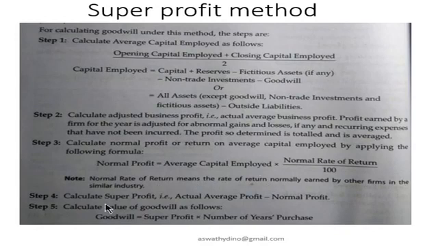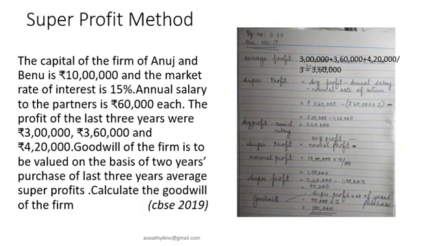Step 4 is calculate super profit, that is, actual average profit minus normal profit. Then step 5, calculate the value of goodwill. Goodwill is equal to the super profit that we got in step 4 multiplied by the number of years purchase. This is how you have to find out goodwill under the super profit method. Hope it is clear. Now we are going to solve a question based on the super profit method.